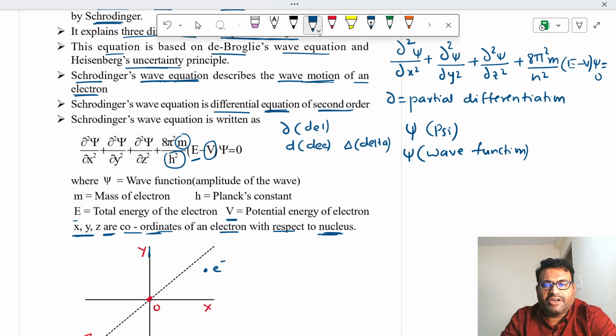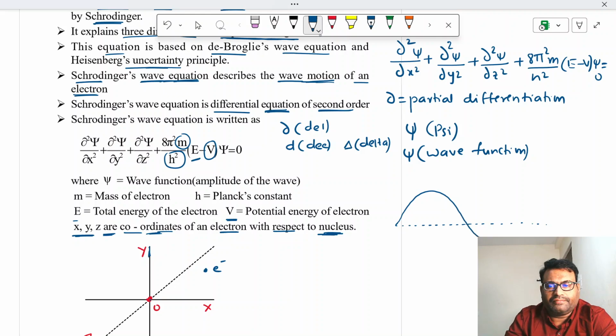Let us consider a transverse wave. So this is transverse. In a transverse wave, there will be successive crest and trough. This is called a crest. Crest, trough. The maximum displacement of the particle from the mean position is called psi, or amplitude.